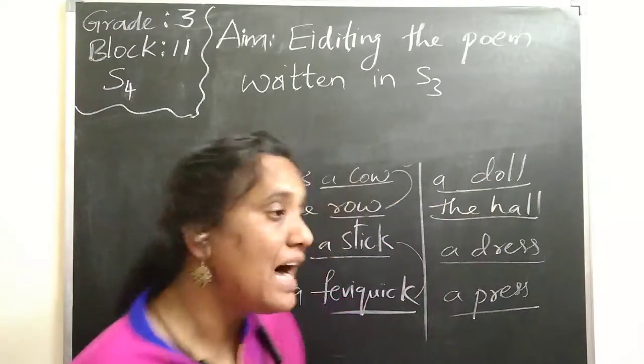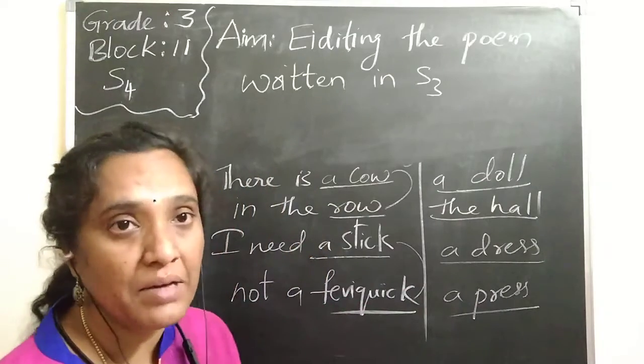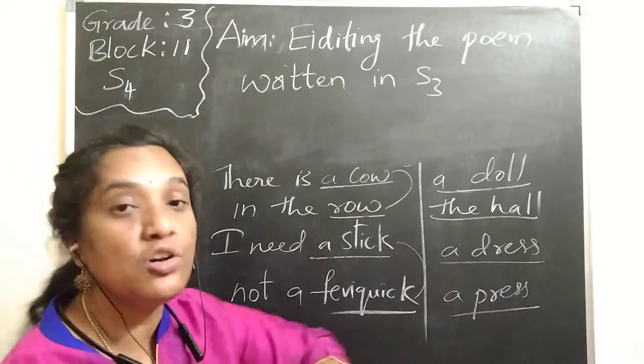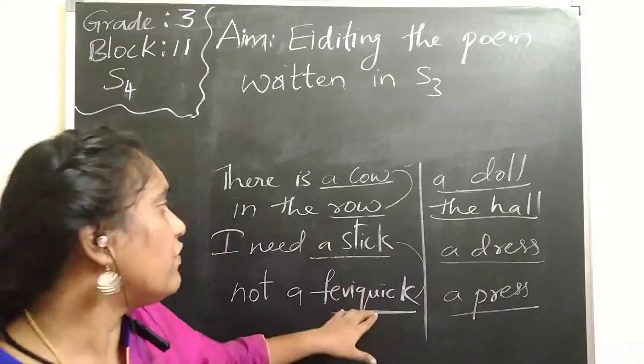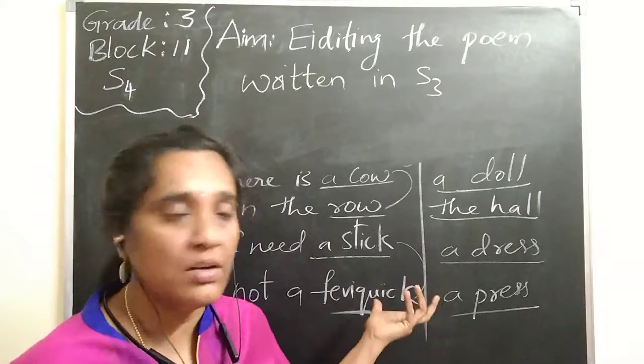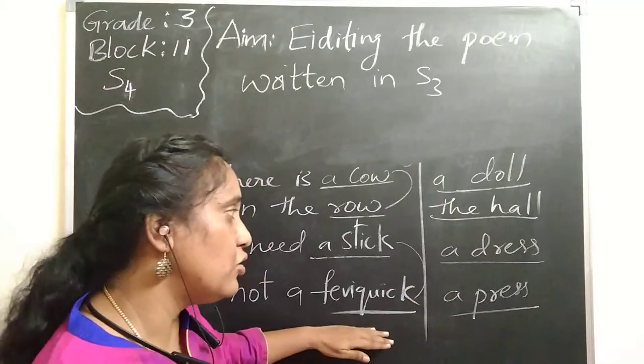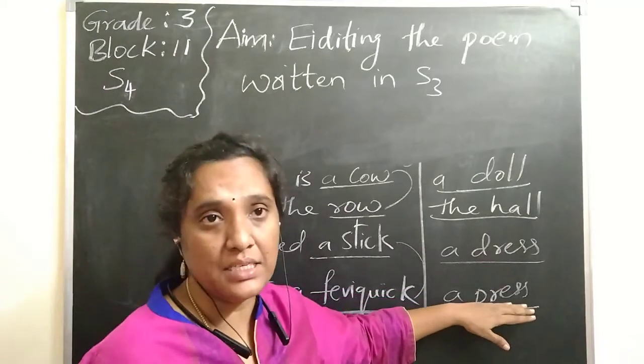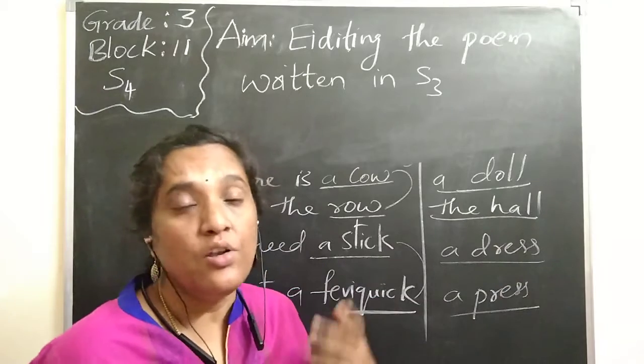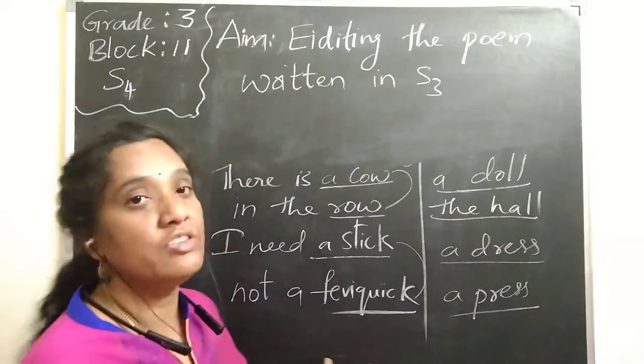Now coming to the last one, the fourth line must have the name of a thing which is not at all the solution. So Fevikwik is not my solution. I want a stick. Why do I need a Fevikwik? I don't want a Fevikwik, so this is not a solution even. I don't want the press either. So this is not a solution. So that's the correct one which I had written.